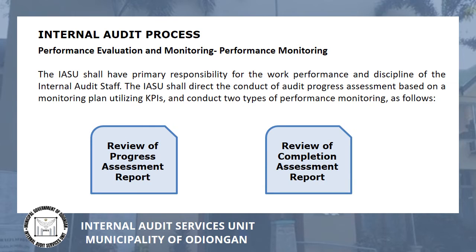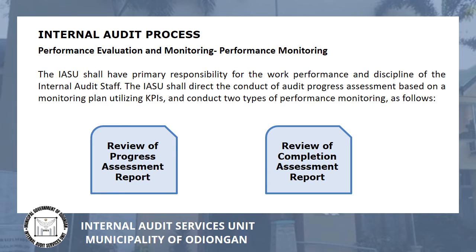Performance evaluation and monitoring. For performance monitoring, the IAS head shall have primary responsibility over the work performance and discipline of the staff. He or she shall direct the conduct of audit progress assessment based on the monitoring plan utilizing KPIs, and conduct two types of performance monitoring. First is the review of progress assessment report, and second is the review of completion assessment report.